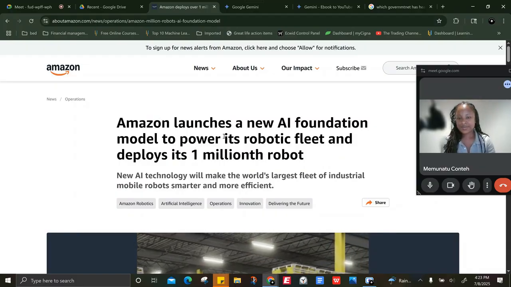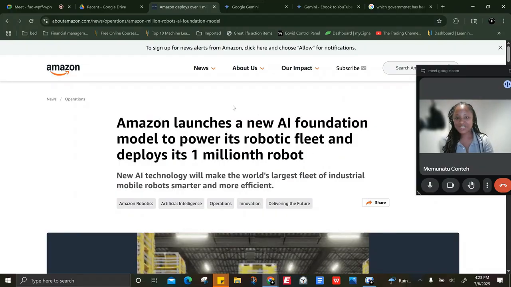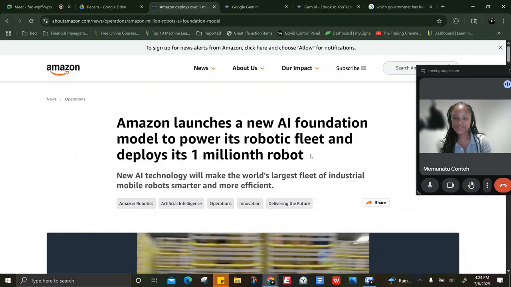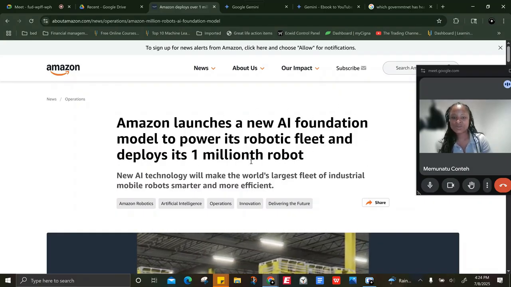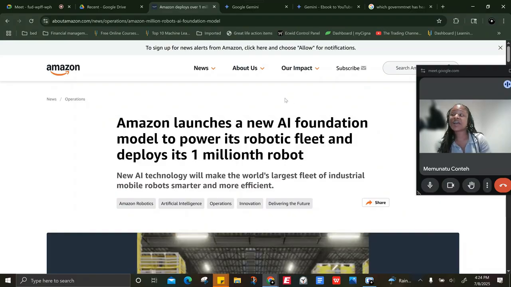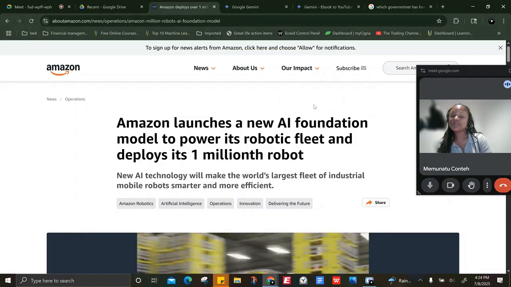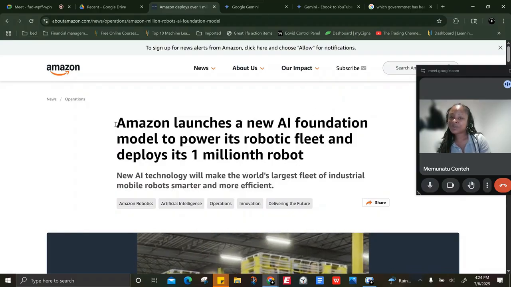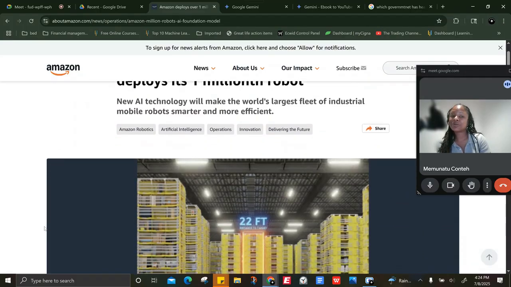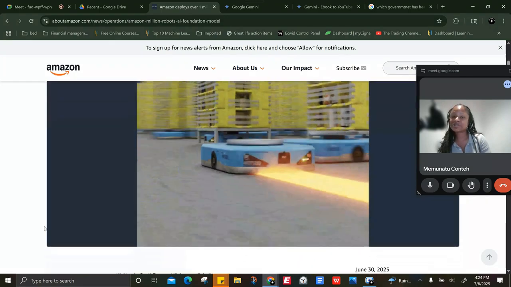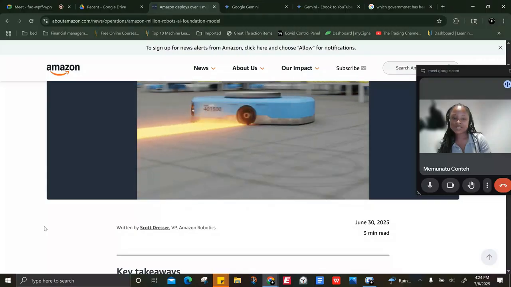AI foundation model to power its robotic fleet and deploys its 1 millionth robot. That means they have AI inside robots and they delivered their 1 millionth robot. So there are 1 million robots out there that Amazon built. So what are these robots? Because I really don't know what they are.